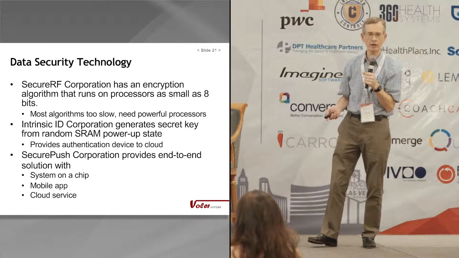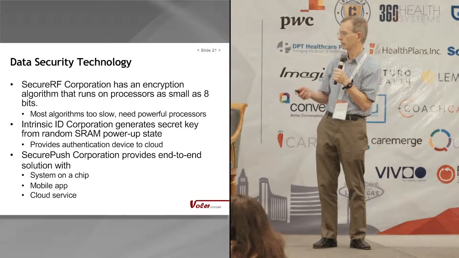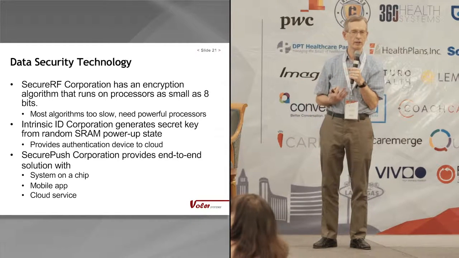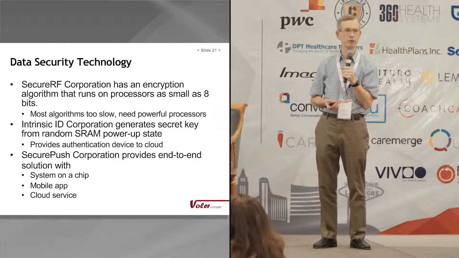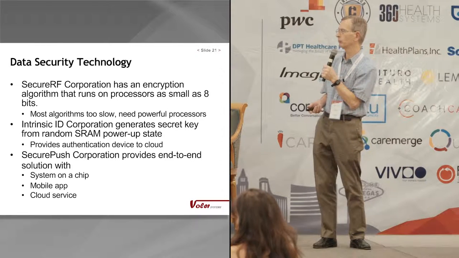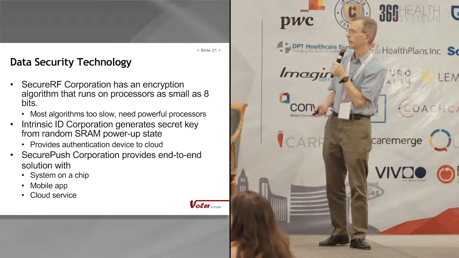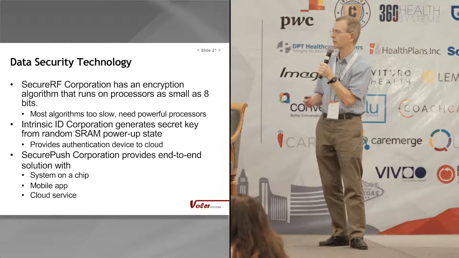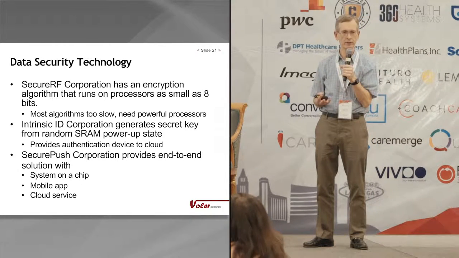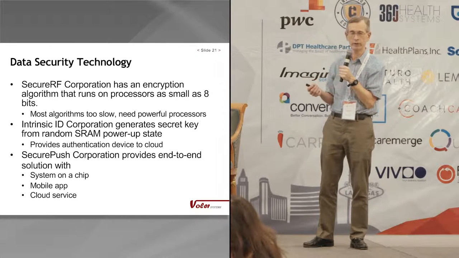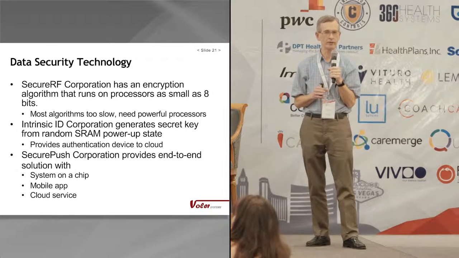There are some companies that offer third-party products that do make the security easier to implement. So SecureRF has an algorithm that runs on a very small processor to do encryption. Encryption typically takes a fairly powerful processor, but now you don't have to do that. You don't need a large processor that uses a lot of power. Intrinsic ID has technology that generates a key in the device that's just based on the way the device works, the way the RAM powers up. So you no longer have to place a key into a device.